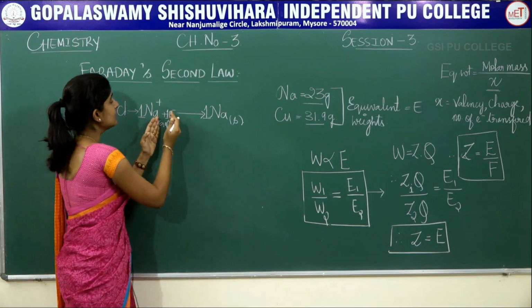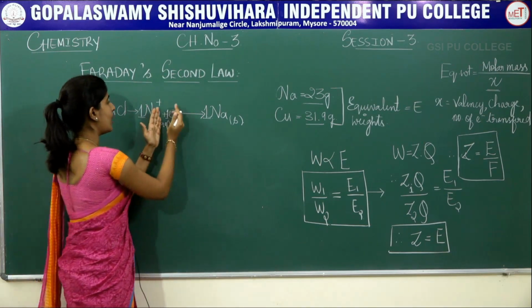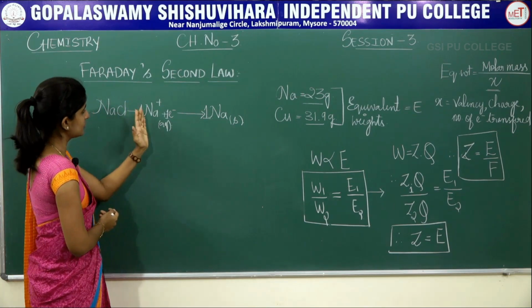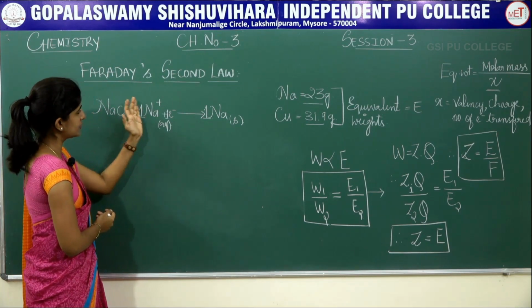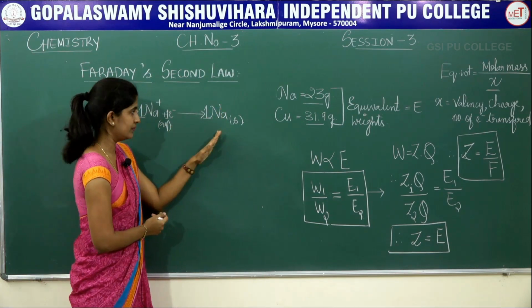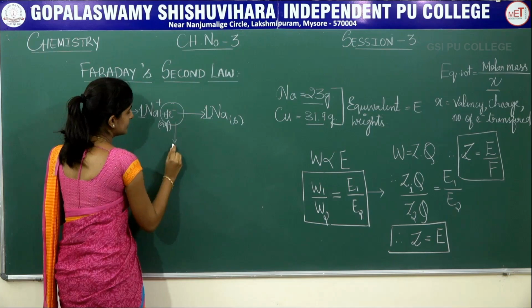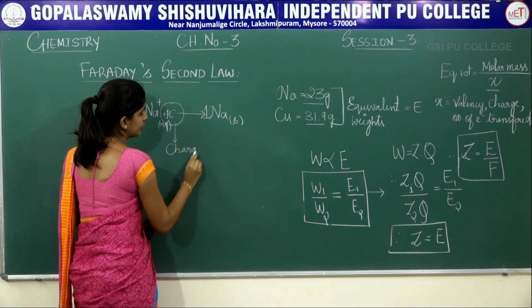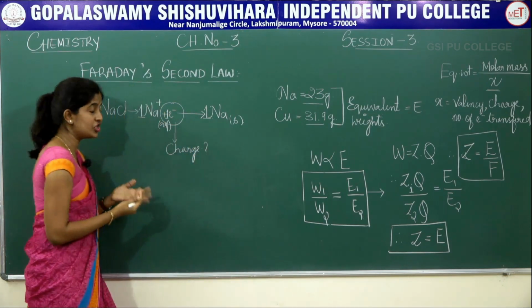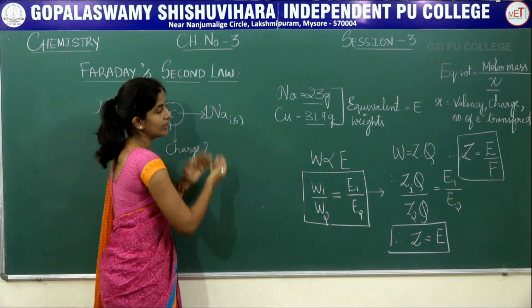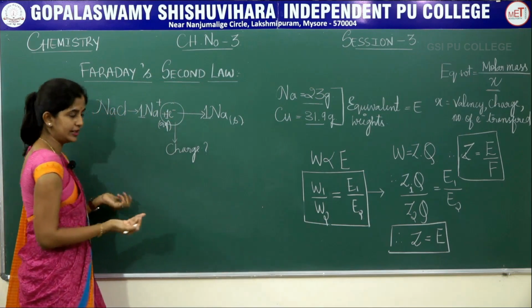That is, you have to pass charge equal to 1 mole of electrons to get aqueous sodium deposited, 1 mole of aqueous sodium ions into solid sodium. Now the question is, what is the charge on this 1 mole of electrons? That is, how much charge should flow to make 1 mole of sodium ions into 1 mole of sodium atoms, that is solid.